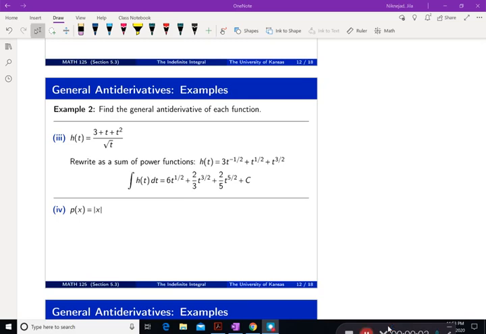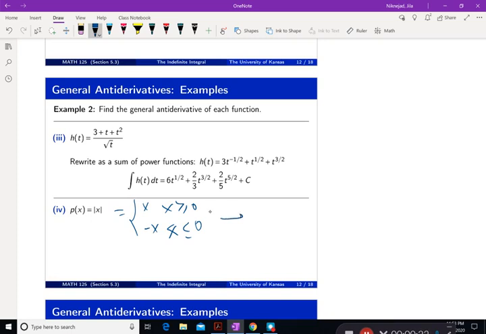Okay, how do we find the antiderivative of the absolute value of x? First of all, what is the absolute value of x? Absolute value of x is x if x is bigger than or equal to 0, and negative x if x is less than or equal to 0. And so this is the piecewise function.